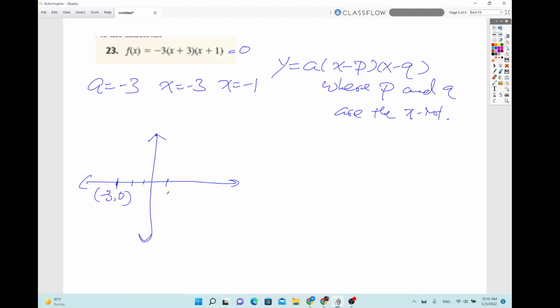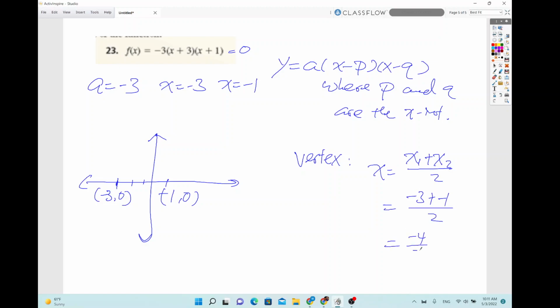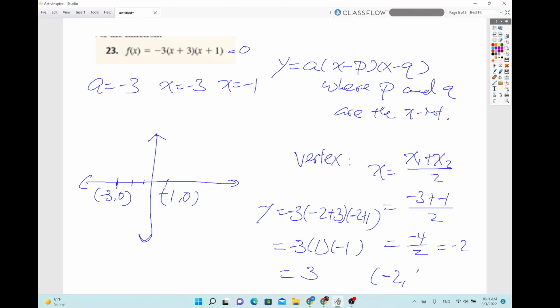The second one, -1. And you might be wondering, how do we find the vertex for this? We need to apply the midpoint formula to get the x value of the vertex. So it's x1 plus x2 over 2. So it's -3 plus -1 divided by 2. So it's -4 over 2, which is -2. To get the y value, we plug the number back into the original equation. So -2 plus 3, -2 plus 1. So it's -3 times 1 times -1, which is 3. So we got -2, 3.